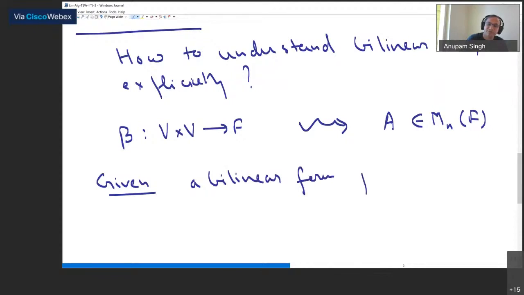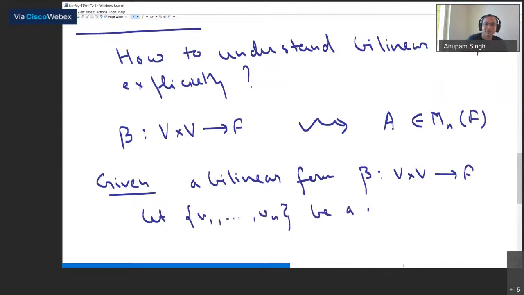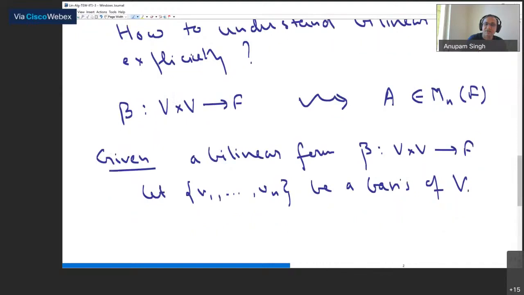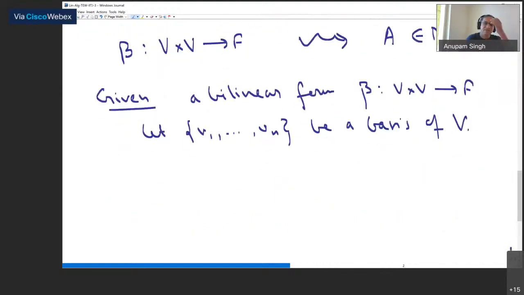I'm given a bilinear form beta from V cross V to F, and let us fix a basis. Let v1 and so on vn be a basis of this vector space V. All right. So once we fix a basis of a vector space, remember what we get.